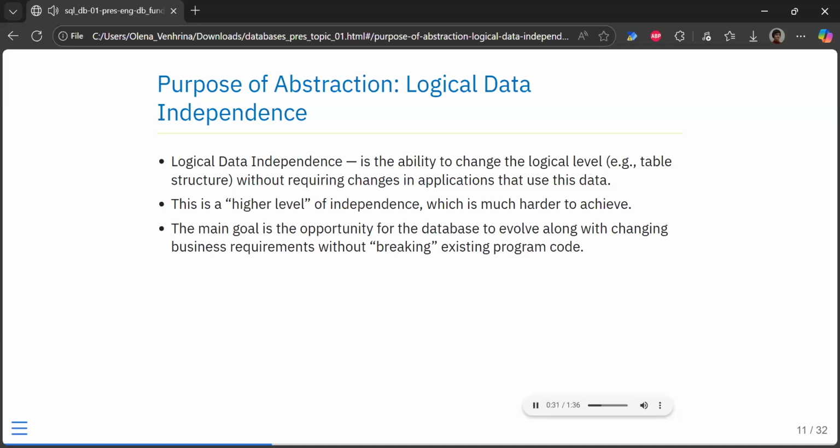Let's look at a classic example. Imagine we have a students table. Version 1.0 contains only ID, name, and average grade. And somewhere in the accounting department, there is an old program that runs once a month. All it does is read student_ID and average_grade to calculate scholarships.